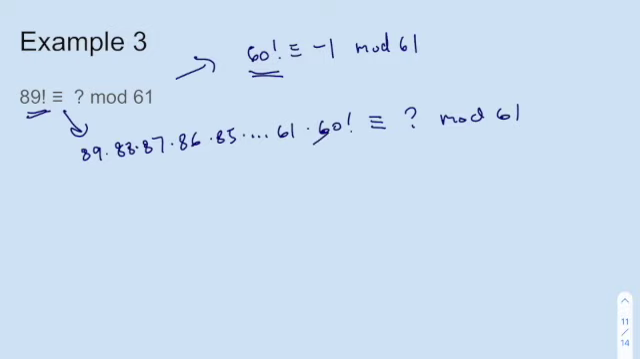So basically we can just cross this part out because we know it's congruent to negative 1 in mod 61. So this will become negative 1. But the problem is there's still so many numbers in front of the negative 1. So how do we solve this problem?